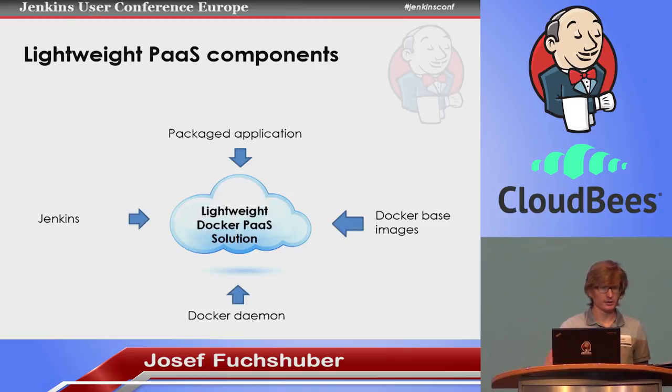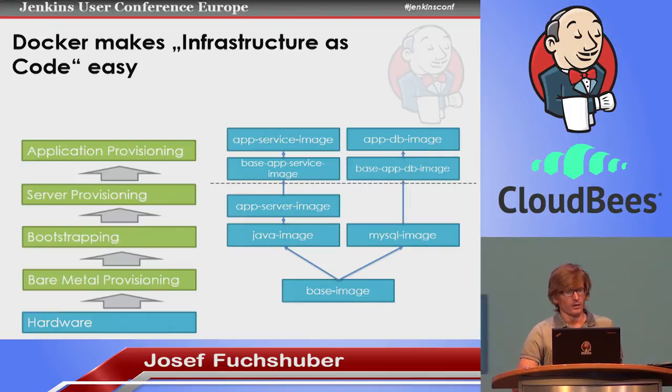One easy solution for a lightweight PaaS infrastructure is this: our packaged application is built and tested by a Jenkins job. We have base images, and we fit them with our application. We have the Docker daemon to host and run our application, and we have a Jenkins server which triggers and controls the whole process. Docker makes infrastructure as code easy. We can program our applications, we can program our infrastructure.